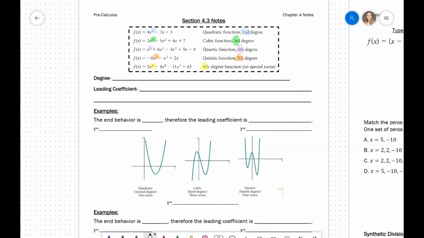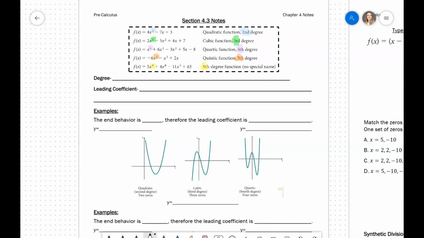In this video, we are going to cover section 4.3 notes. So first thing we're going to look at is classifications of polynomials. If you look at each of these polynomials, they're all written in descending order. So the x with the highest power, highest exponent, is listed first, then the next one, then the next one, then the next one. So with this top one, we would classify it as a quadratic.